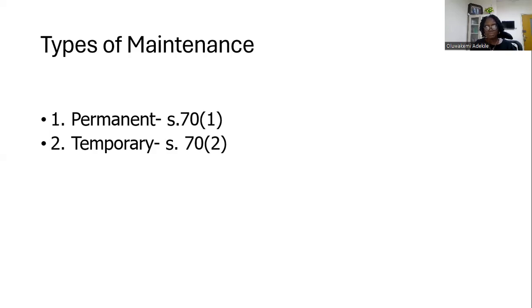By permanent, we mean that it is given after the matrimonial dispute, the matrimonial cause, has been settled. It is given as a permanent order. But that permanency does not mean it is invariable, that it cannot be varied. They might be given as a temporary order.